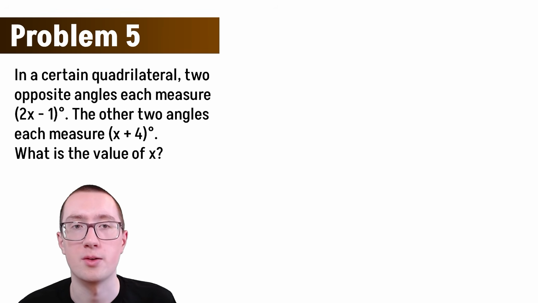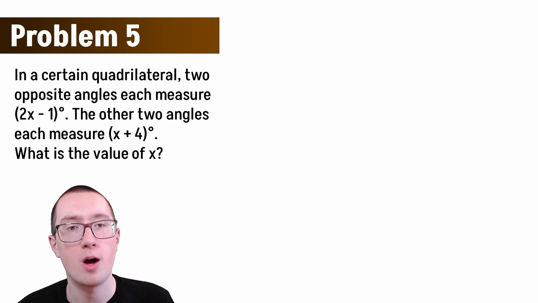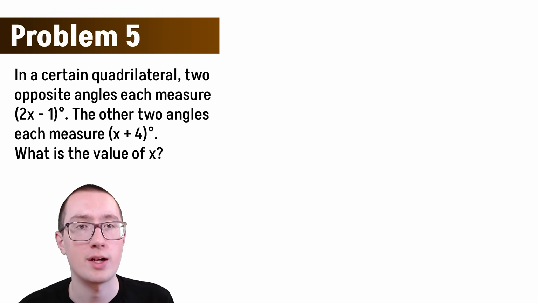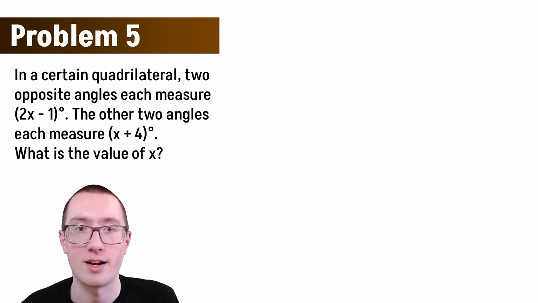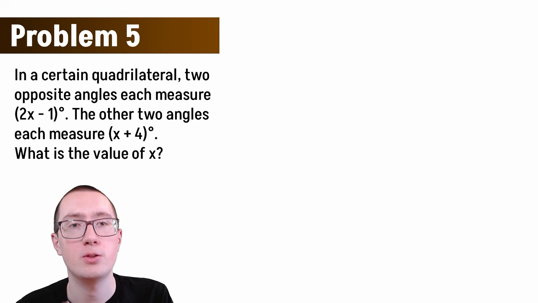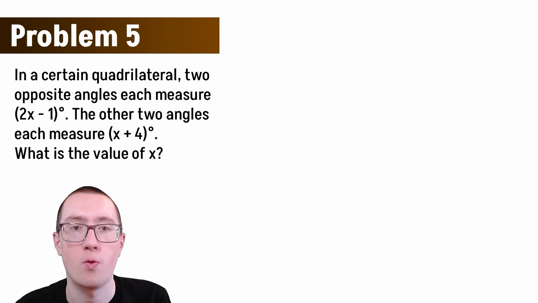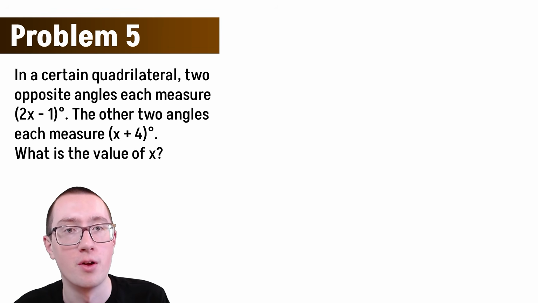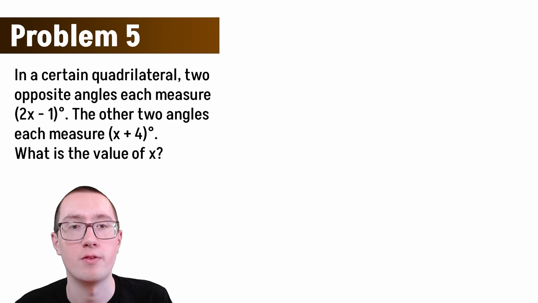So it says that in this quadrilateral, 4-sided shape, two opposite angles each measure 2x minus 1 degrees. So obviously we don't know how many degrees that is actually. We just know that there's an x in there. And then it says the other two angles each measure x plus 4, which is still not very helpful. So we have to somehow find the value of x.